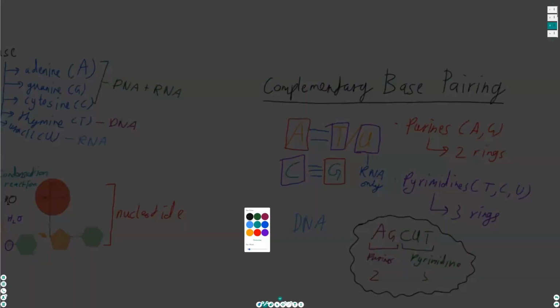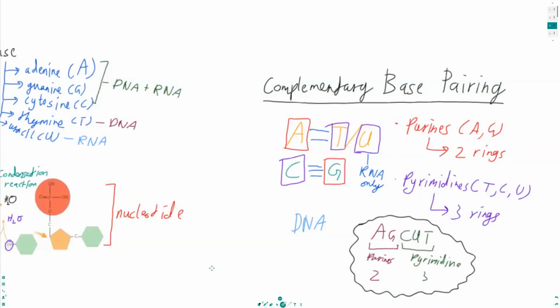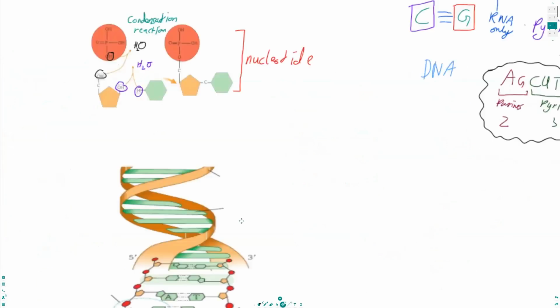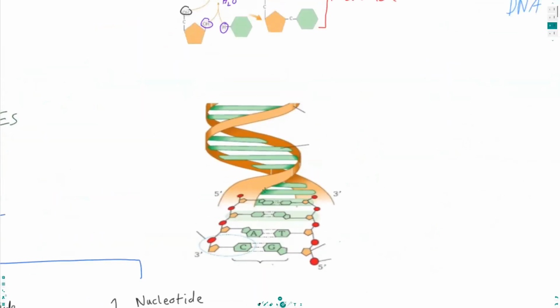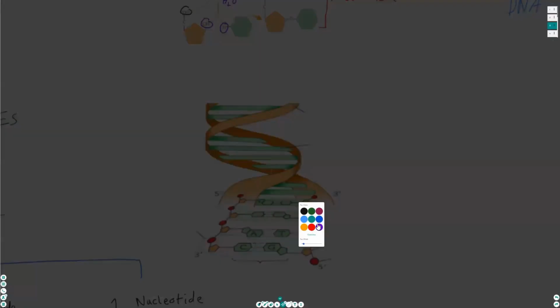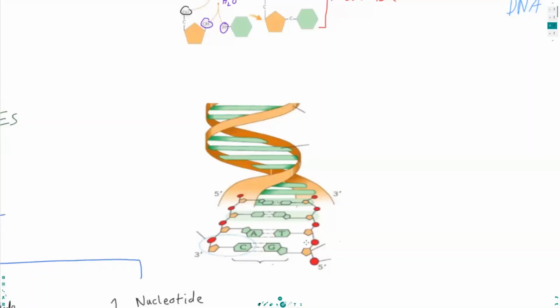Now we're going to talk about the DNA structure itself. DNA is a double-stranded molecule. It's made up of two strands, each with a sugar phosphate backbone. The sugar phosphate backbone is basically this structure here: the phosphate joined to the sugar, joined to the phosphate, joined to the sugar, and so on. And these are linked together by something called phosphodiester bonds.